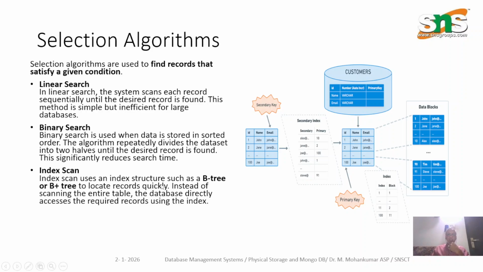Index scan uses an index structure such as a B tree or B plus tree to locate records quickly. Instead of scanning the entire table, the database directly accesses the required records using the index concept.